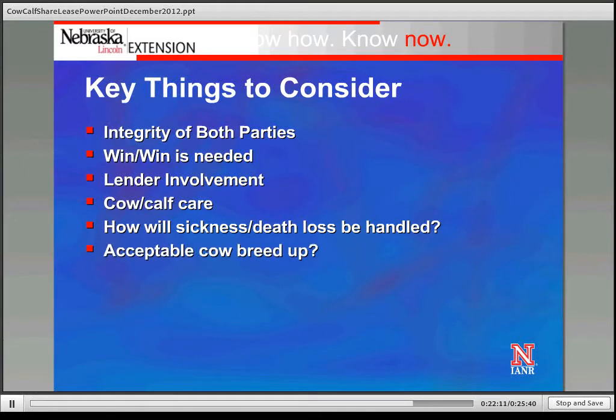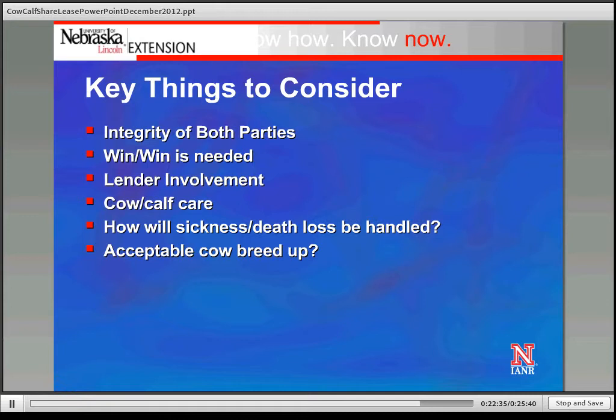What's an acceptable cow breed-up? This is a number that needs to be talked about as well. If you think about the cow replacement rate and the cost to the cow owner, obviously cows that fall out of the herd more quickly than an expected replacement rate are an expense. So I think it's good to talk about what is an expected breed-up. Is it in the low 90s? Is it in the high 80s?